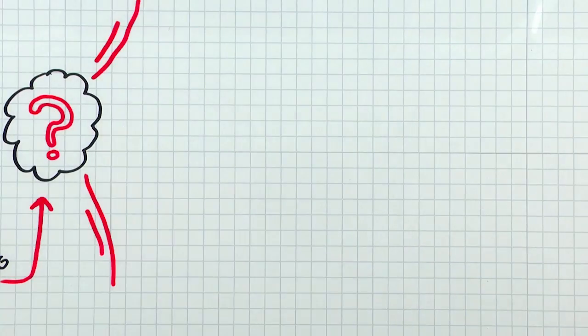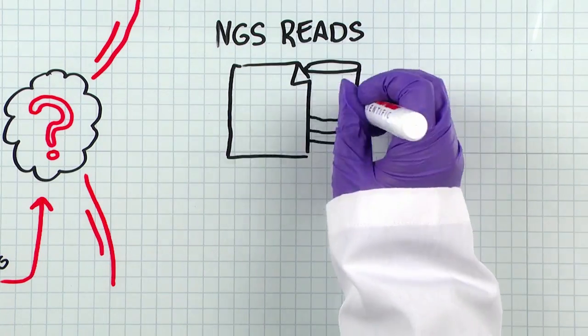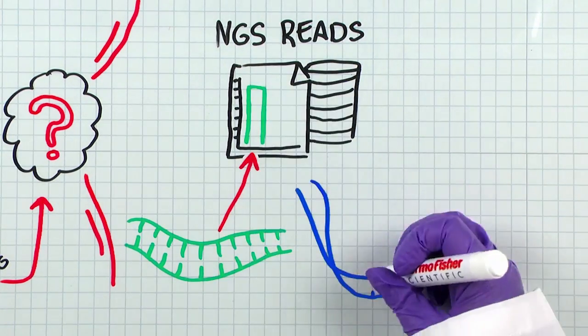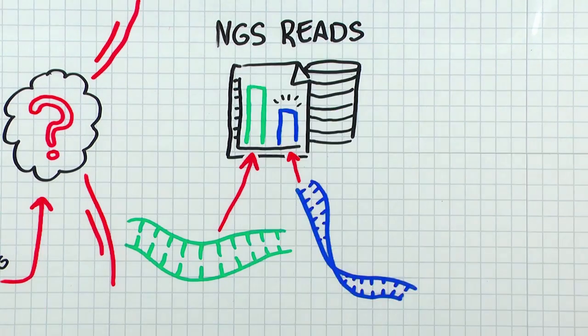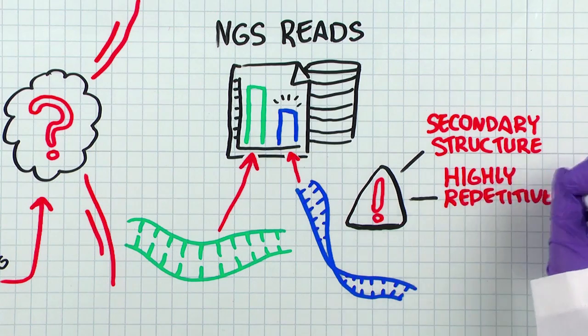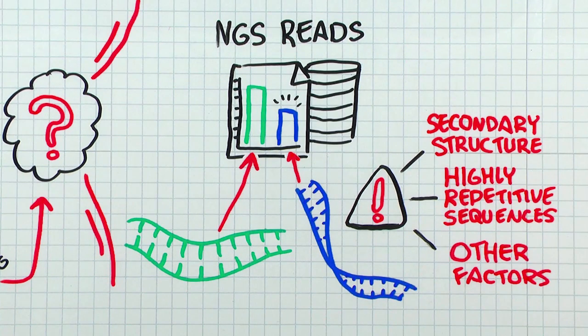A source of uncertainty can arise from uneven coverage of NGS reads. This can happen because not all sequences can be sequenced at the same efficiency. Sequences that are more difficult for the polymerase to read through due to secondary structure, highly repetitive sequences, or other factors will be underrepresented in the subsequent data files.